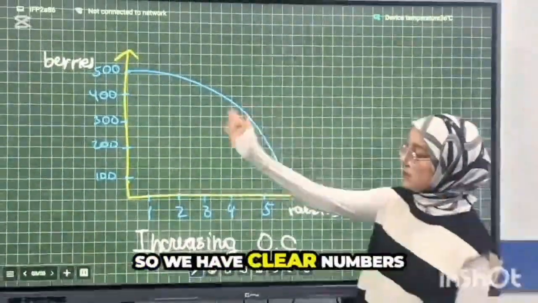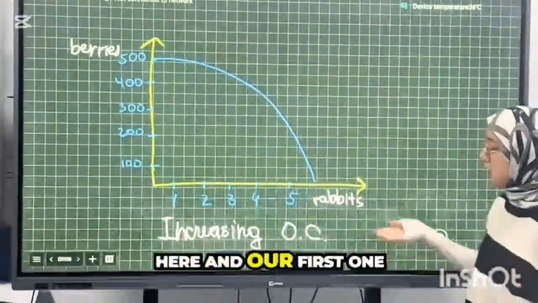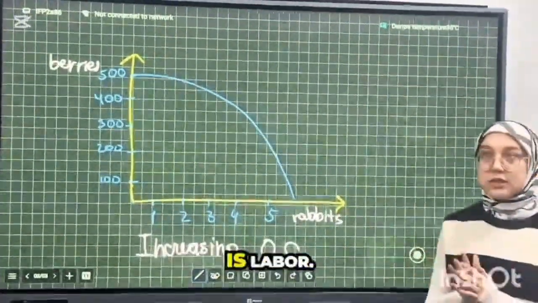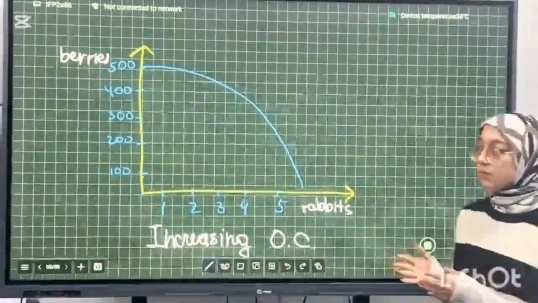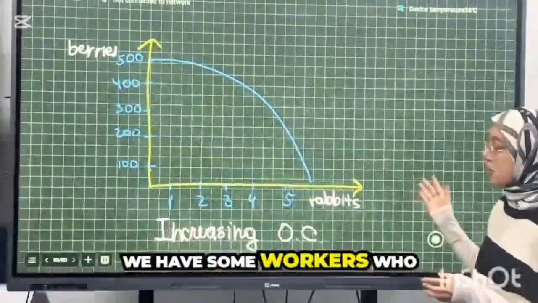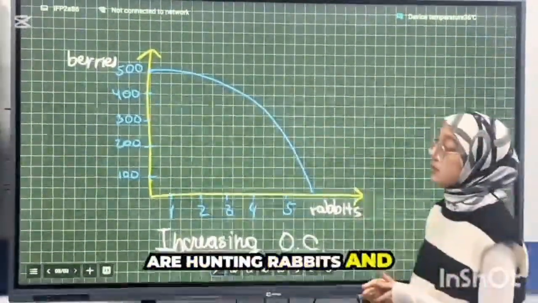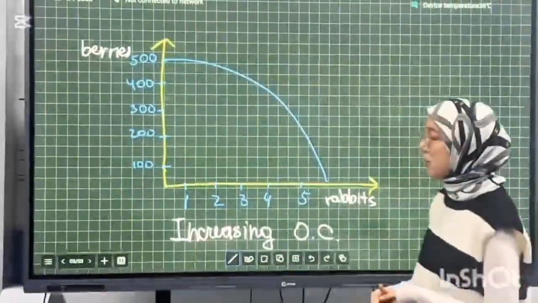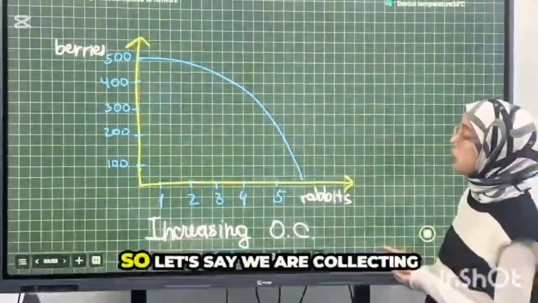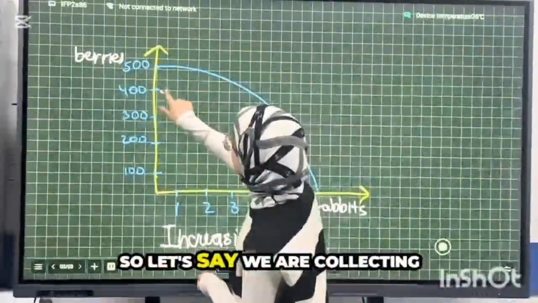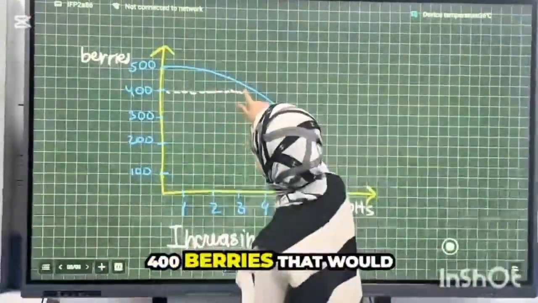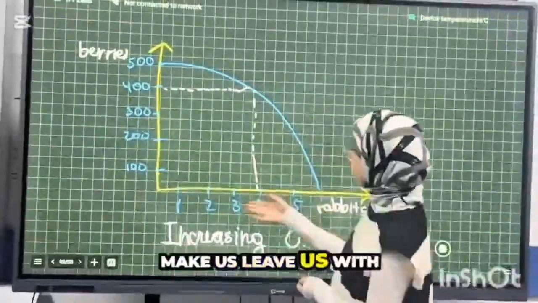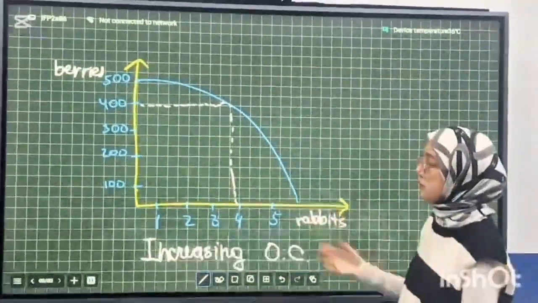Okay, let's look at the example closer to understand what is PPF and how it works. So we have clear numbers here, and our first one is rabbits and berries. Let's say our input is labor. We have some workers who are hunting rabbits, and the same workers are going to collect berries. But we should kind of divide it. So let's say we are collecting 400 berries. That would leave us with 4 rabbits to hunt.